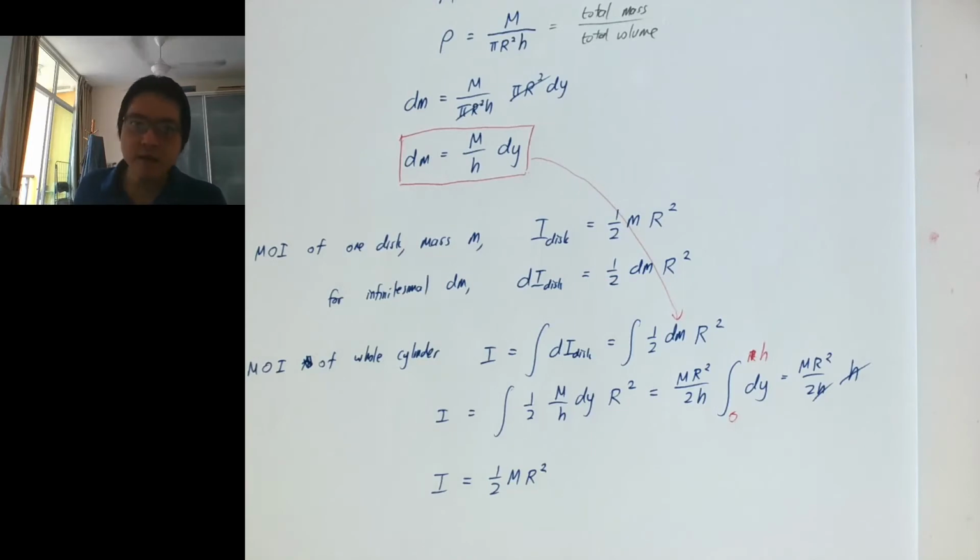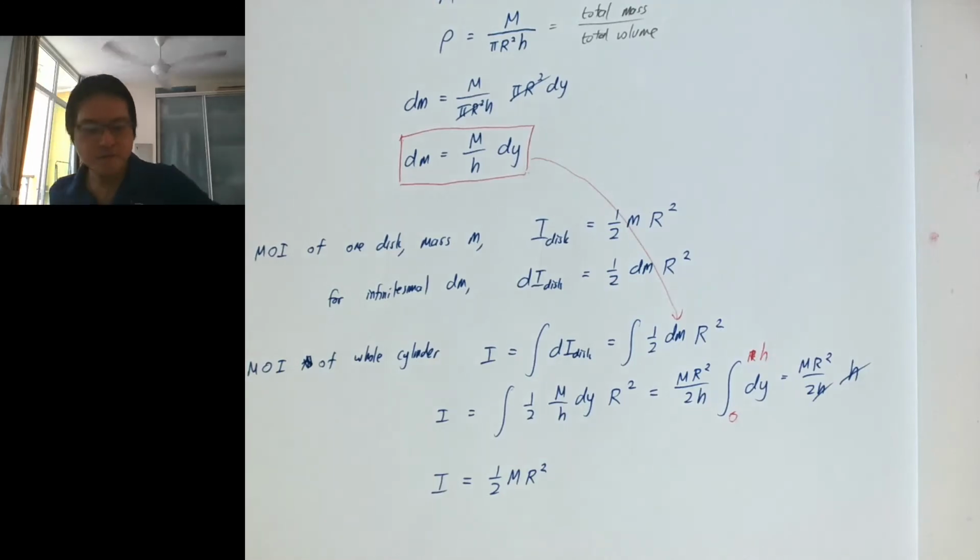Okay, and then for the rest, I will teach you a way to calculate the moment of inertia: if you know it about one axis, you can shift it to a new axis and still calculate it. That's the parallel axis theorem.